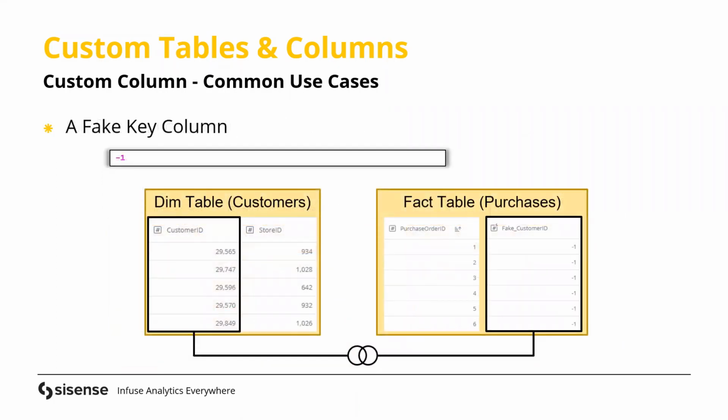Another well-known use case is using custom columns for fake keys. Fake keys help us connect facts and dimension tables that don't logically connect. In this example, the customer's dimension is connected to the purchases fact table. This connection isn't logical as the company doesn't buy products from customers. They buy from vendors and sell to customers.